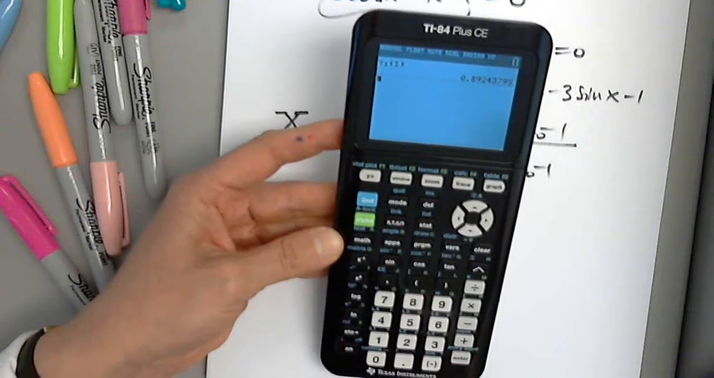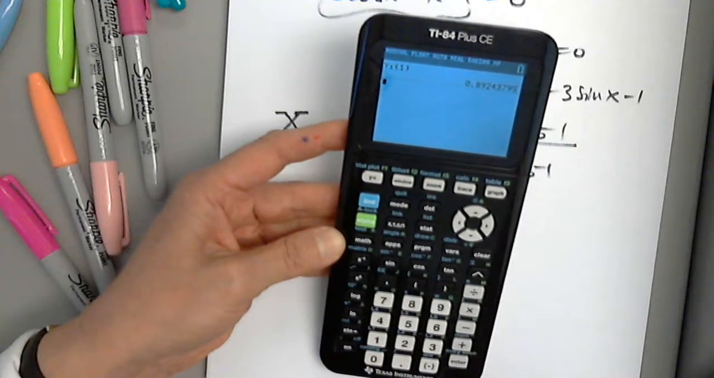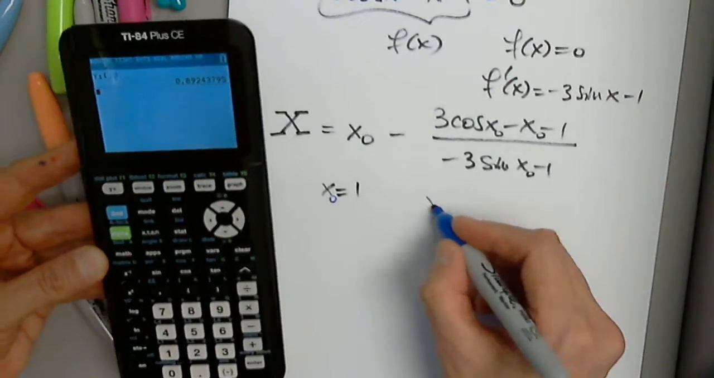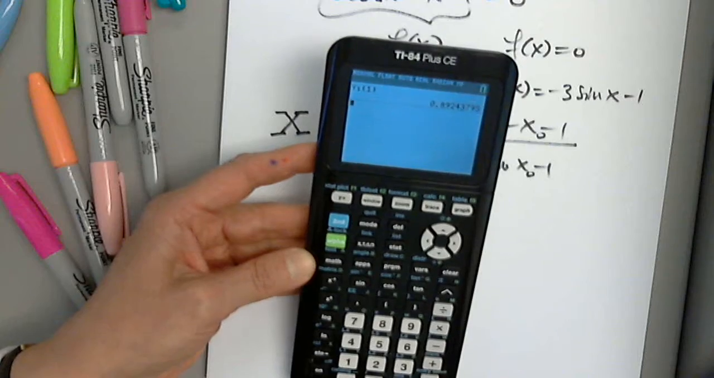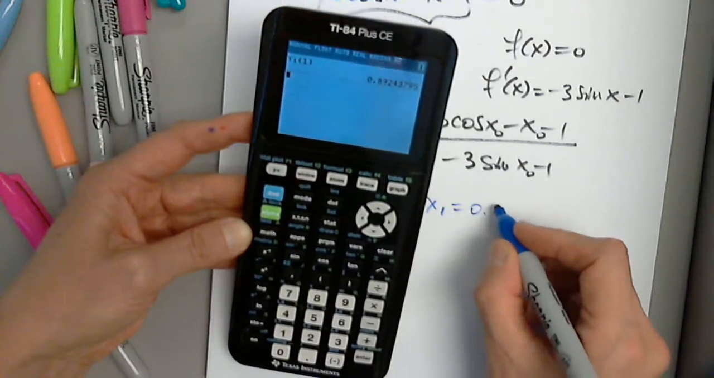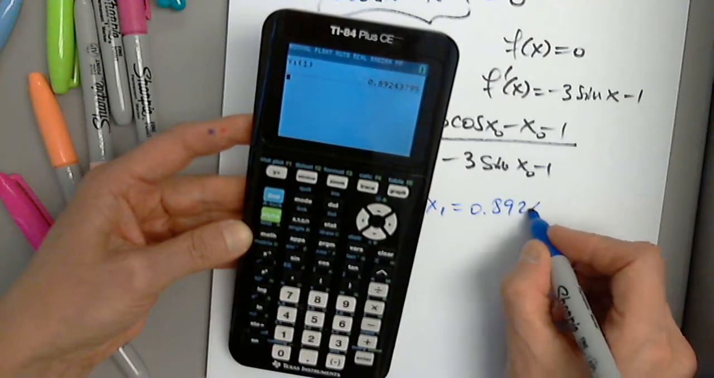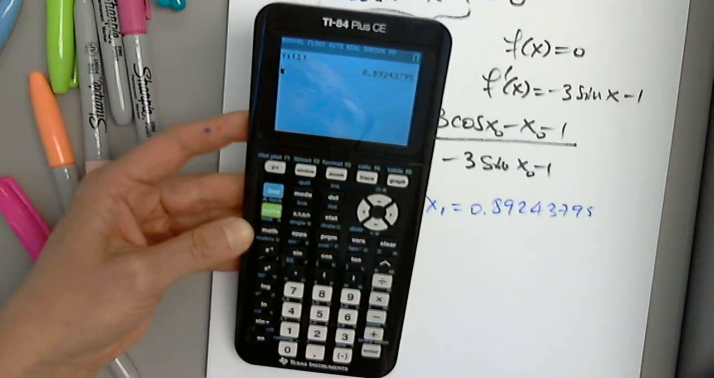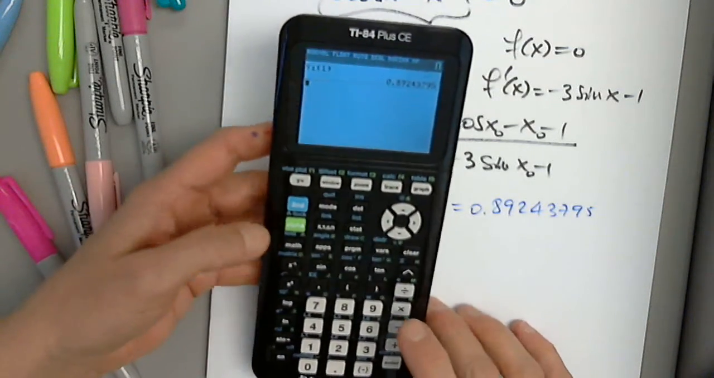What does it represent? What does this represent? Exactly, the first iteration. 0.89243795. Is this good enough? No, of course not. So let's go back now.